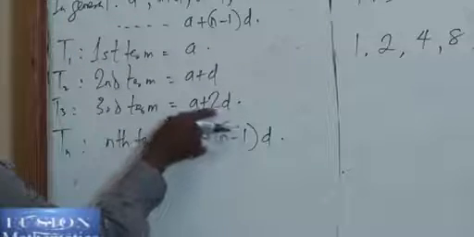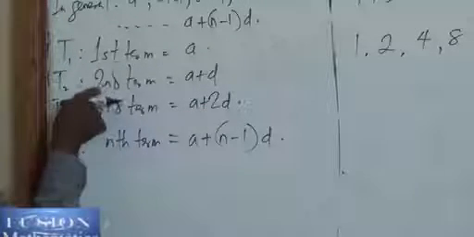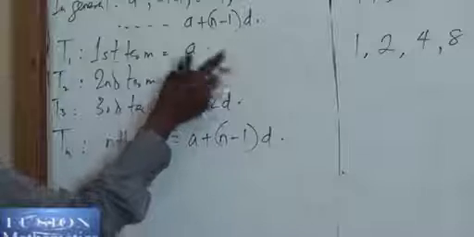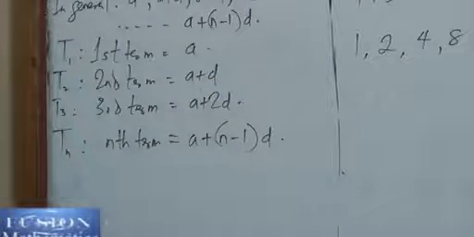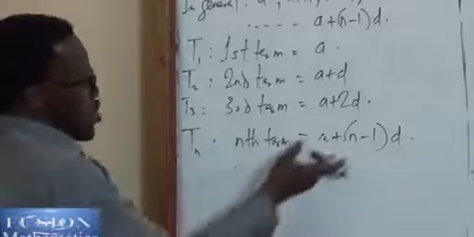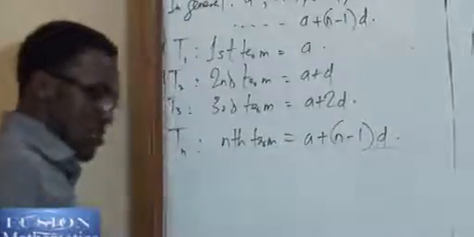You can notice that for the third term, 3 minus 1 will give us 2. For the second term, 2 minus 1 will give us 1. So that's the arithmetic progression. Whatever term you are looking for in the arithmetic progression, you use this formula, you get it.